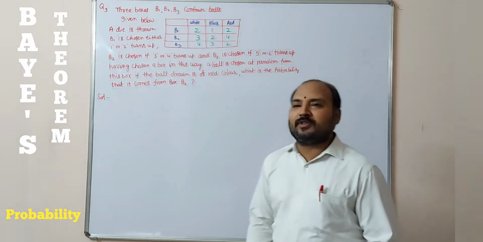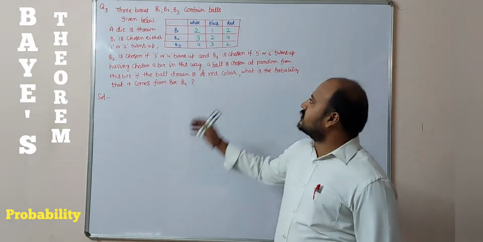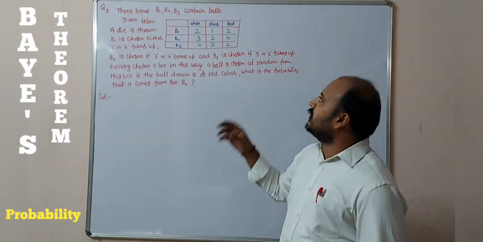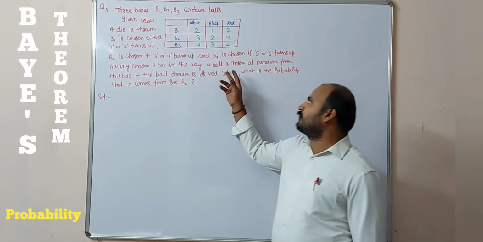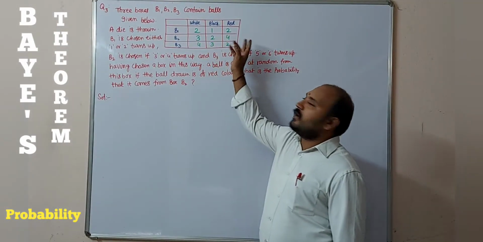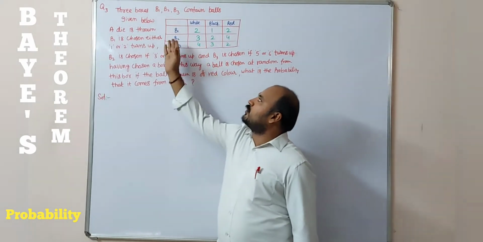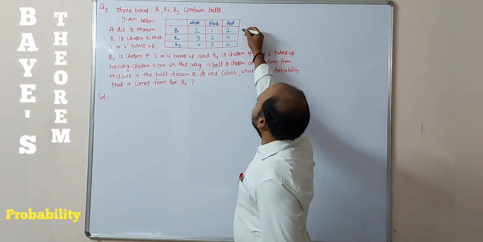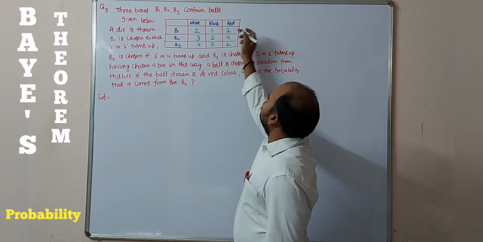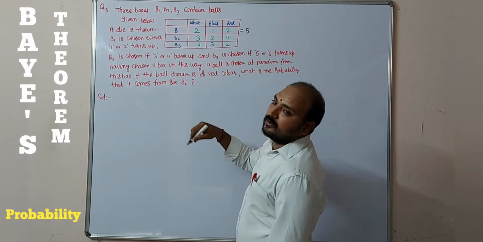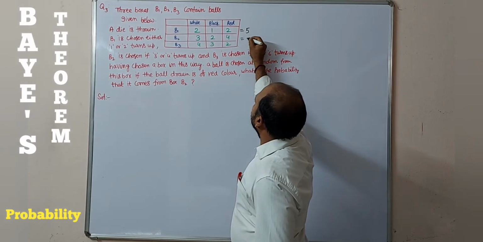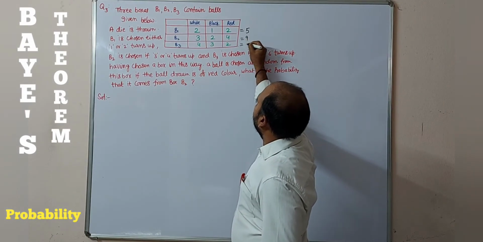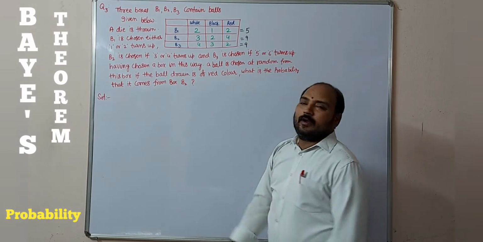The next question, number 3. 3 boxes B1, B2, B3 contain the balls given below: white, black, red balls in box 1, box 2, box 3. In box 1, total 2 plus 1 plus 2, 5 balls are there. In box 2, 9 balls are there. Even in box 3 also, 9 balls are there.